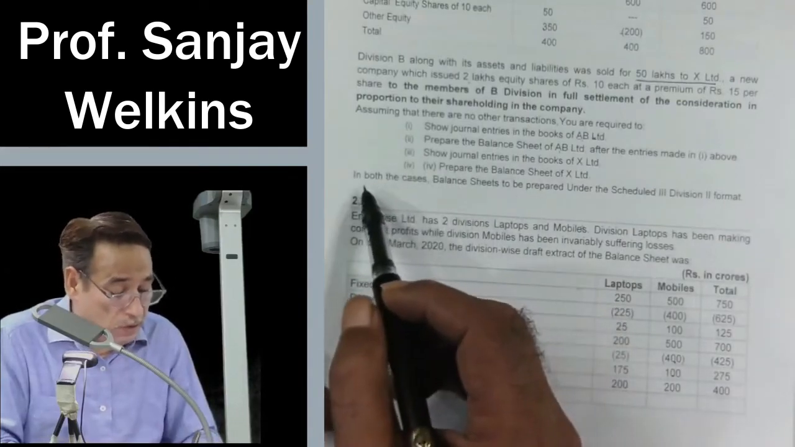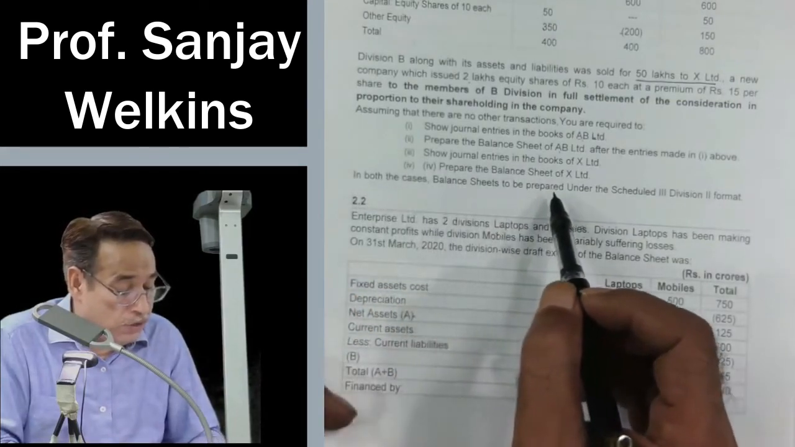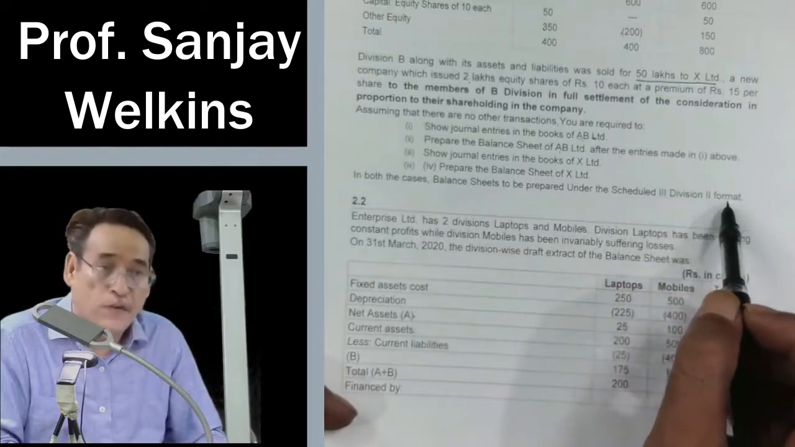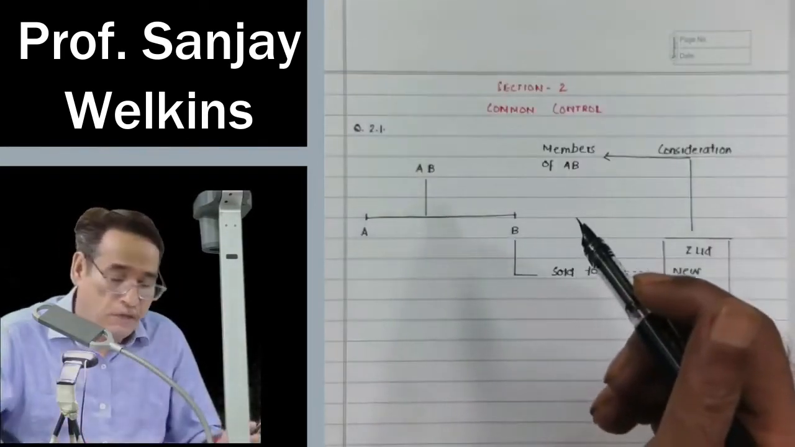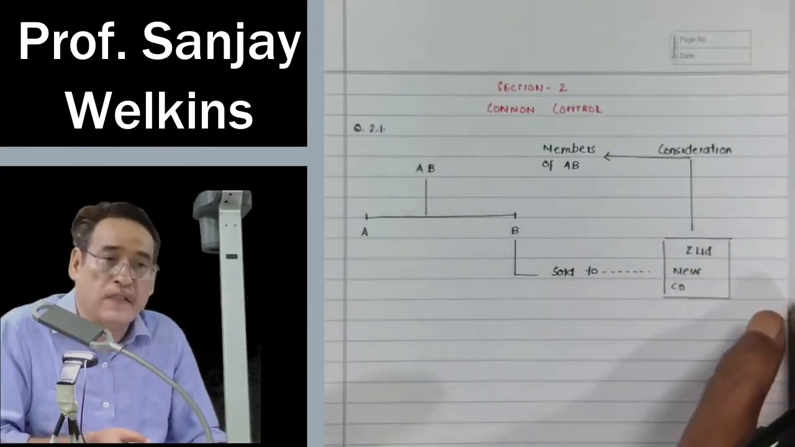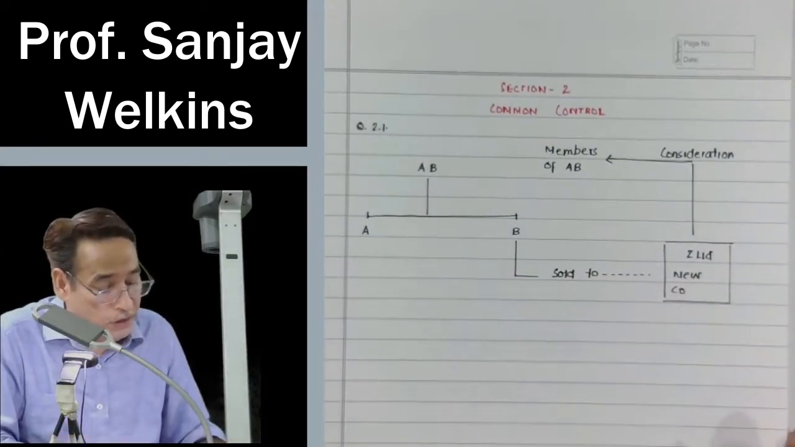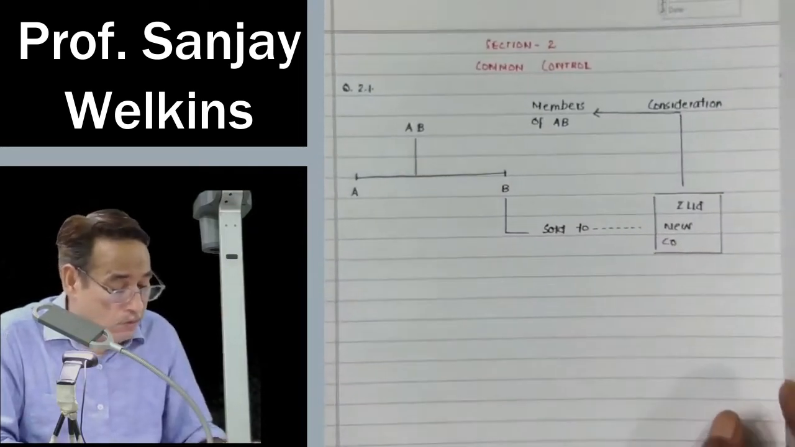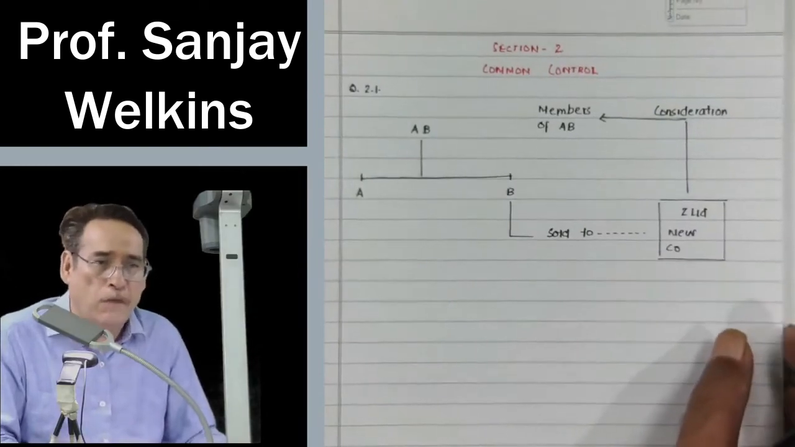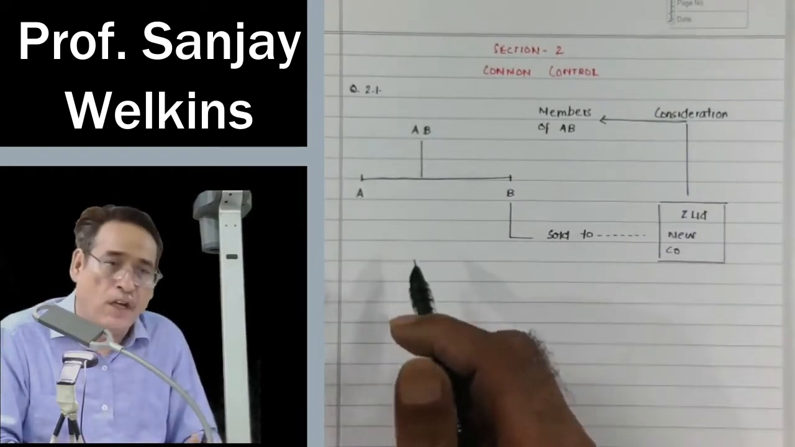Further, it is also given that in both the cases, the balance sheet is to be prepared under Schedule 3 Division 2. So, it is quite natural because companies nowadays follow Ind AS, and under Ind AS, we are supposed to prepare the financials as per Division 2. So, I would be preparing as per Division 2. So, on that count, you need not worry.